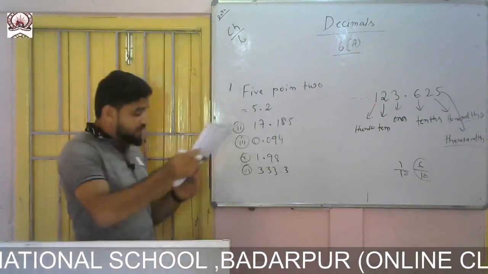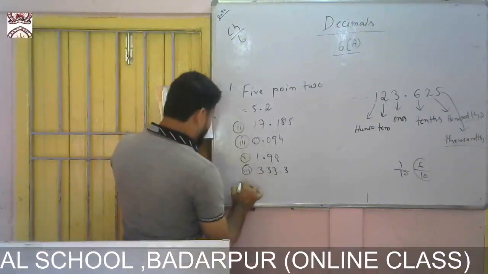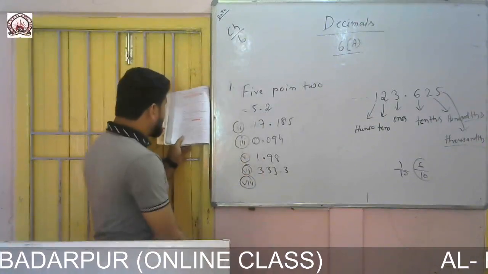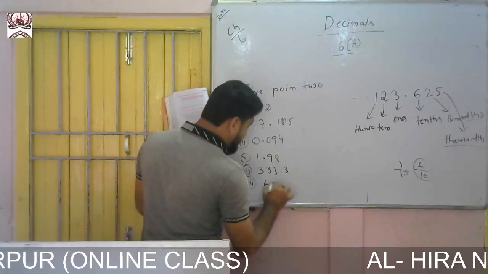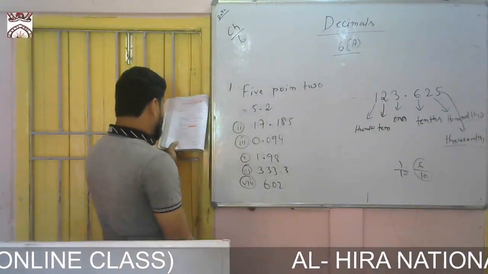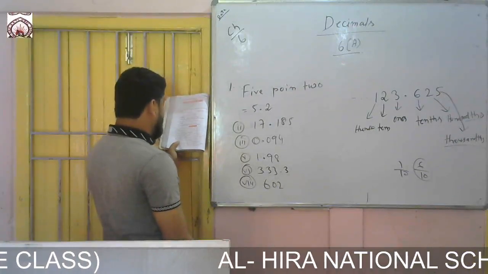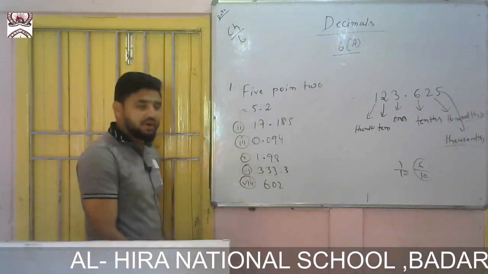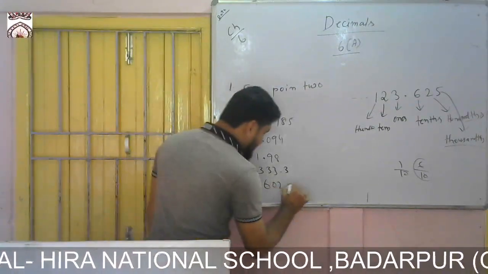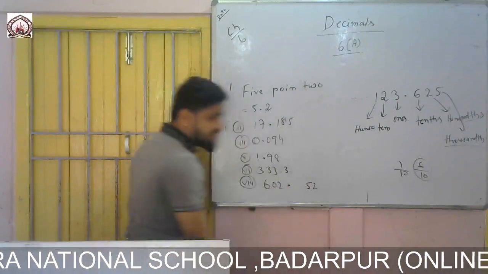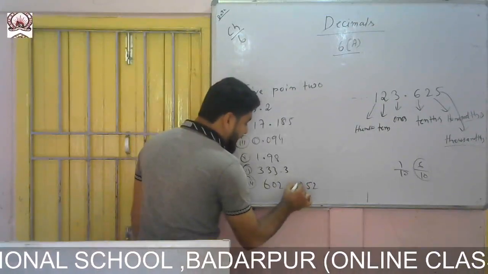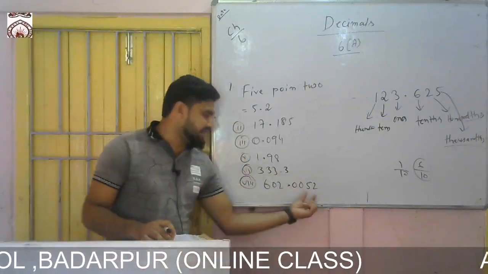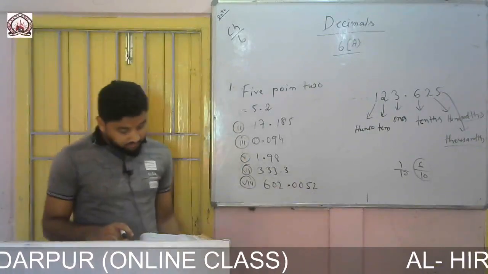So question number 7 you solve, it is the same. Then question number 8: 602, so 602 is written. Then 52 ten-thousandths. So 52 ten-thousandths, that means point, then ten-thousandths, that means 1 by 10,000. So I put 52 in the ten-thousandths place.